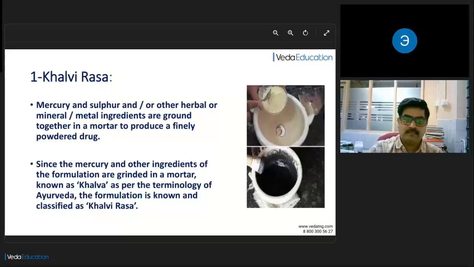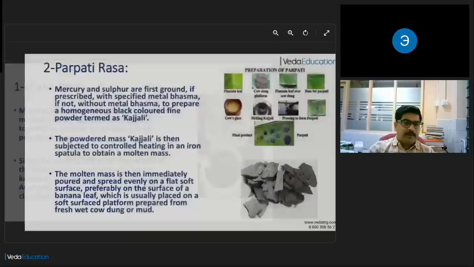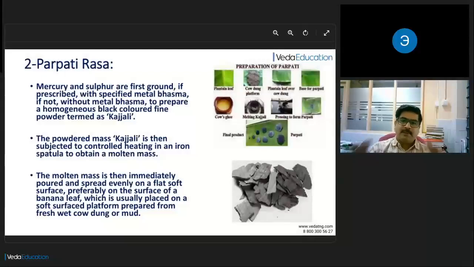Okay. So the second one is Parpadi Rasa. Parpadi is nothing but a kind of disc-shaped or pellet-like structure. So usually in this, the mercury and sulfur are first ground, along with some other metals also. Then that will be kept on a plantain leaf, and that will be covered with another leaf, as shown in the picture.